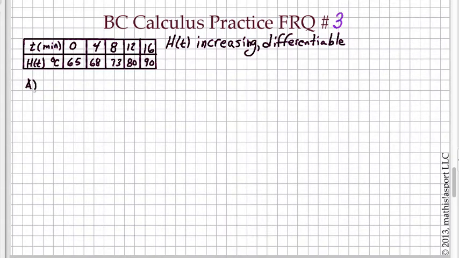In A, what's asked is the instantaneous rate of change of the temperature. So basically they want to know dH, which is a function of time, with respect to t, and they want that evaluated at t equals 10.